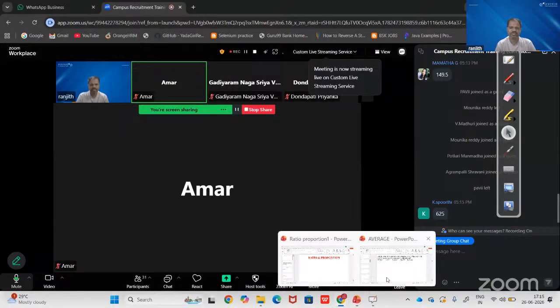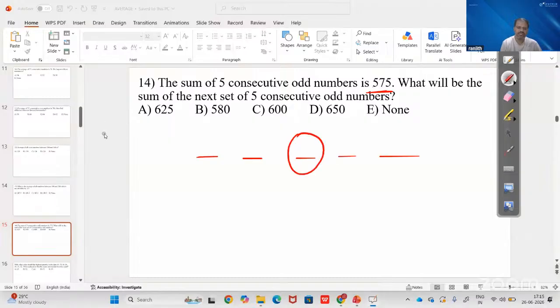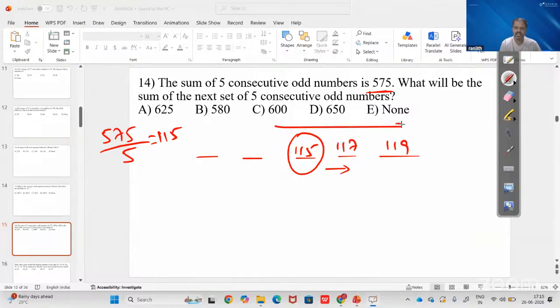Okay. The answer is 625. The sum of 5 consecutive odd numbers is 575. So 5 consecutive numbers 1, 2, 3, 4, 5. So the middle number will be the average. So average will be equal to 575 by 5, equal to 115. Middle one will be the average. The next set of odd numbers will be 117 and 119. All these values sum to 575. So we don't need to find out these numbers.